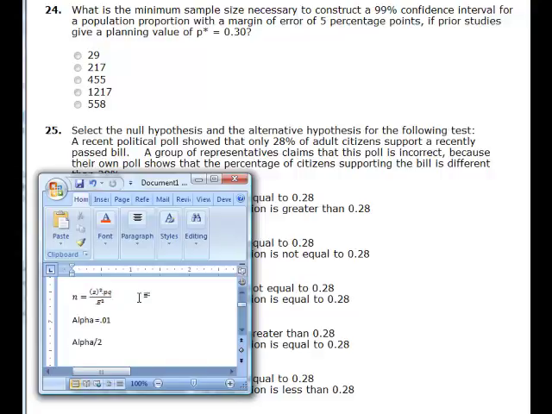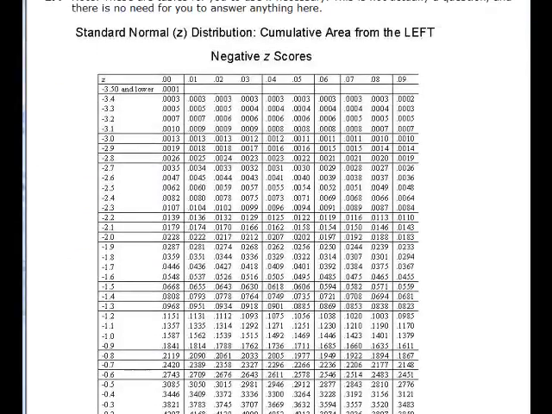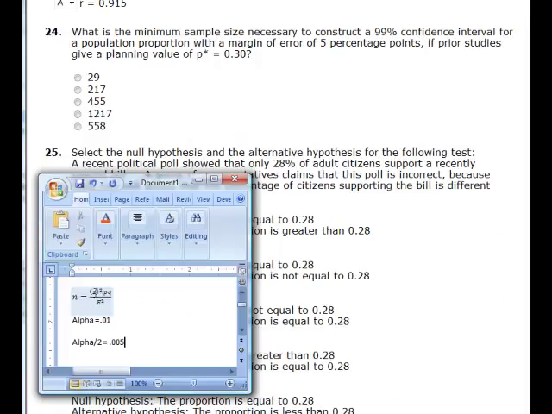So we're dividing the alpha by 2. Then we're going to look up that value in our z-scores table. So 0.005. Again, this is exactly halfway between two values, so we would use 2.575. So we're going to put 2.575 in there.